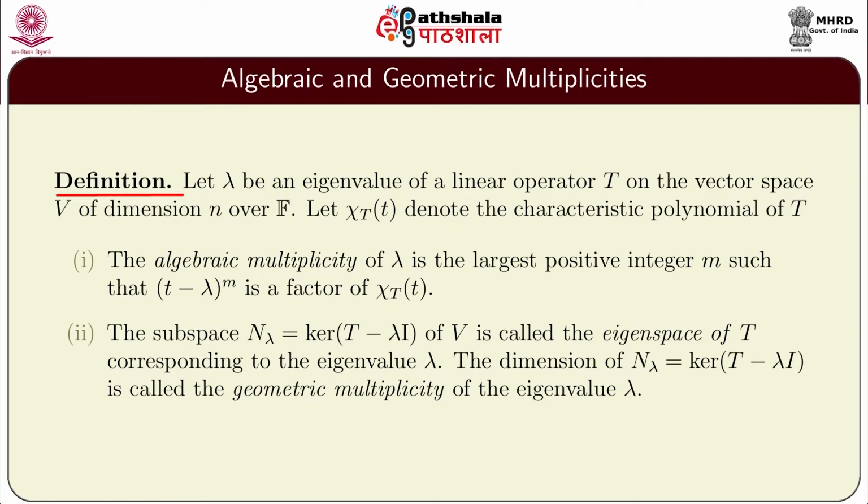Let us now define the algebraic multiplicity and the geometric multiplicity of an eigenvalue lambda of a linear operator T. So, T is a linear operator on an n-dimensional vector space V over the field F, and lambda is an eigenvalue. Chi t denotes the characteristic polynomial of T. The algebraic multiplicity of the eigenvalue lambda is the largest positive integer m, such that (t minus lambda) raised to m is a factor of the characteristic polynomial chi t.